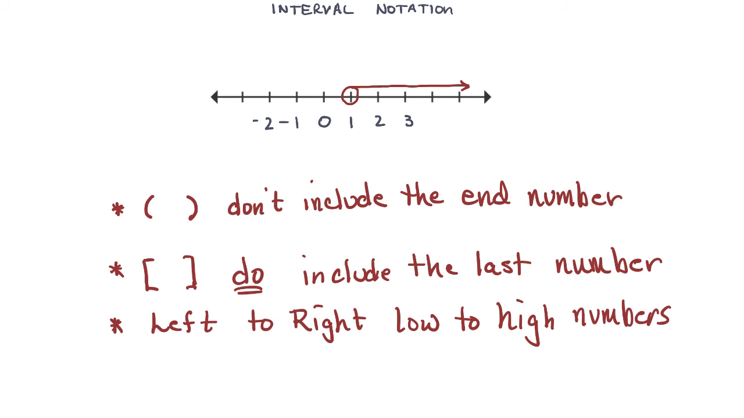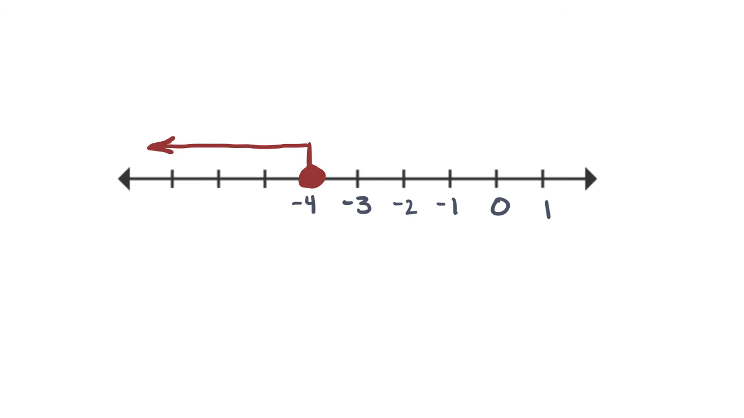Let's look at this interval notation. First thing is the parentheses mean don't include that end number. So when I was going bigger than 1, I didn't want to include the 1, so I put a soft parenthesis like this. I didn't use this hard bracket. If you want to include that last number in the interval, then you have to use the hard bracket for it. And then when you write down your interval, always go left to right, low number to high number.